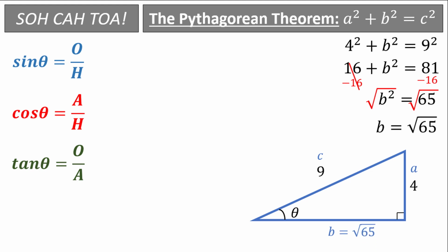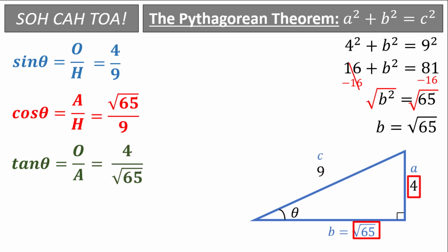Now that we have found the missing side, we can solve for the three primary trigonometric ratios. Sine of theta is opposite over hypotenuse, which is 4 over 9. Cosine of theta is adjacent over hypotenuse, which is the square root of 65 over 9. Tangent of theta is opposite over adjacent, which is 4 over the square root of 65. Now, technically this is correct, but our answer for tangent is considered to be in an improper form.